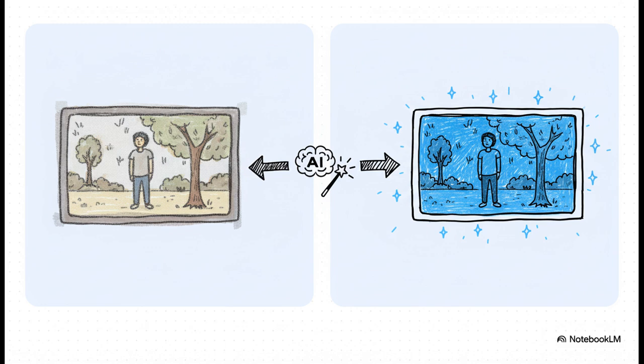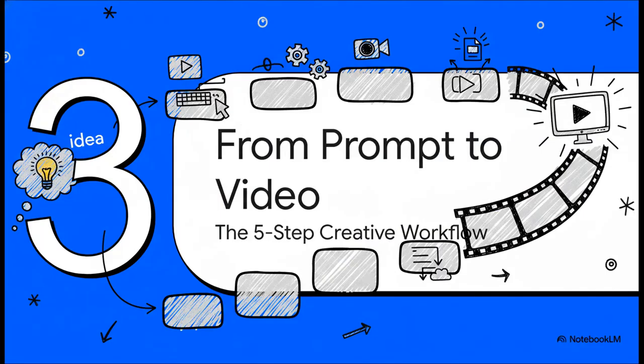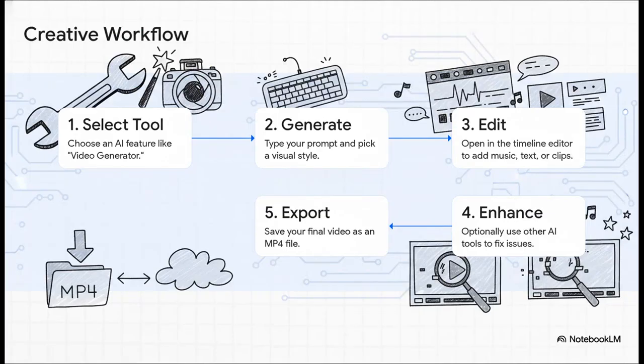So how does this all actually work when you sit down to use it? Well, the whole platform is designed around this really clean, really simple 5-step workflow that takes you all the way from a basic idea to a finished, downloadable video. It's super straightforward. First, you pick a tool, let's say the video generator. Second, you just type in your prompt and choose a style. Third, you can take that clip and edit it right in their timeline. Add your own music, text, other videos, you name it. Fourth, you can enhance it if you need to. And finally, you just export it as an MP4. Yep, it really is that simple.